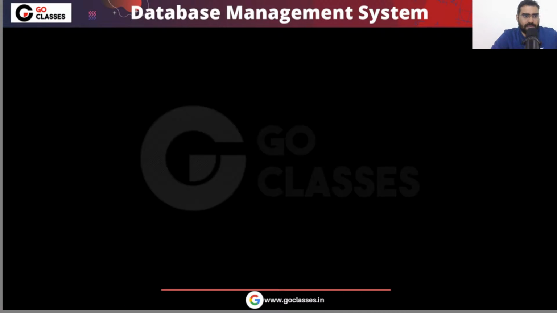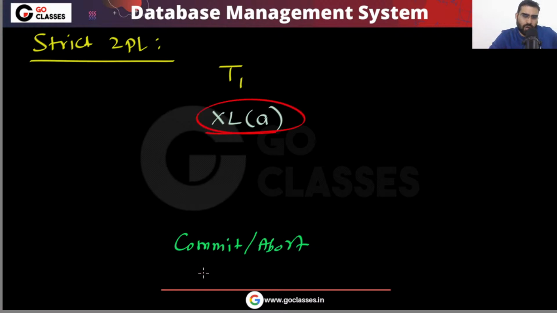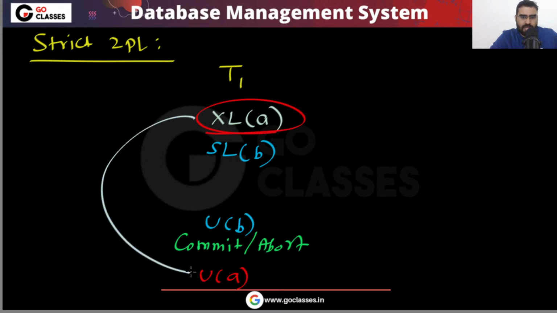In strict 2PL, what we do is, for any transaction, all the exclusive locks will be held until the commit or abort operation. If you have taken an exclusive lock on item A, then this exclusive lock will be released only after the commit operation. The shared lock you can release at any point of time, no problem, but the exclusive lock must be released after the commit or abort operation. This is what strict 2PL says.